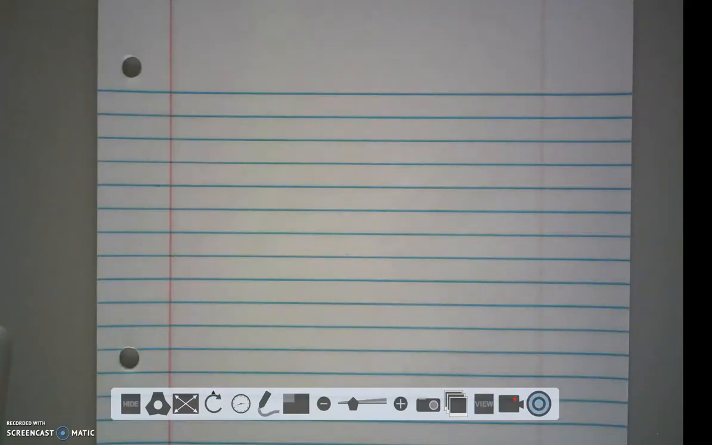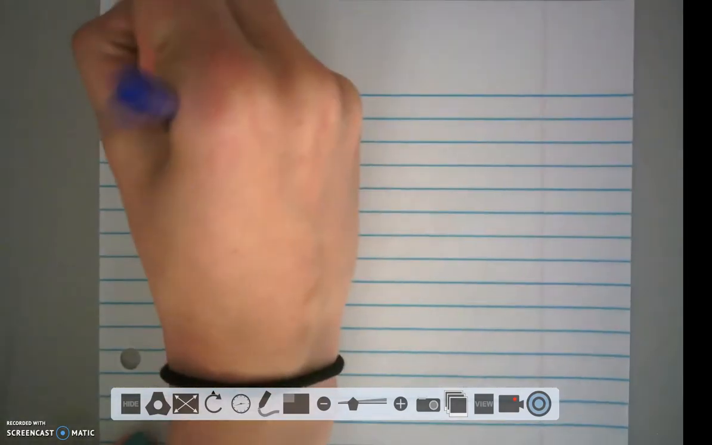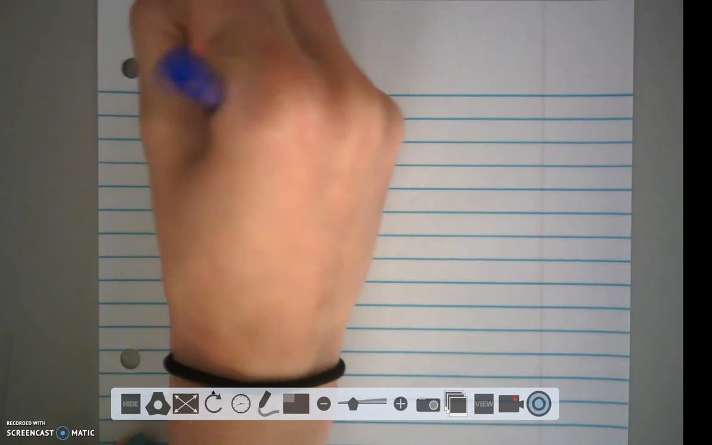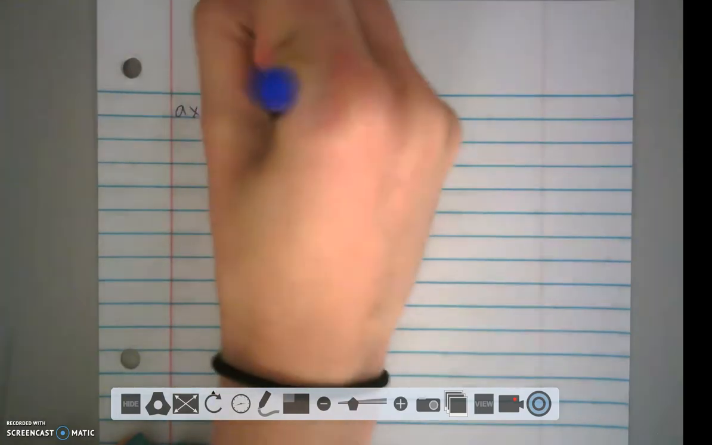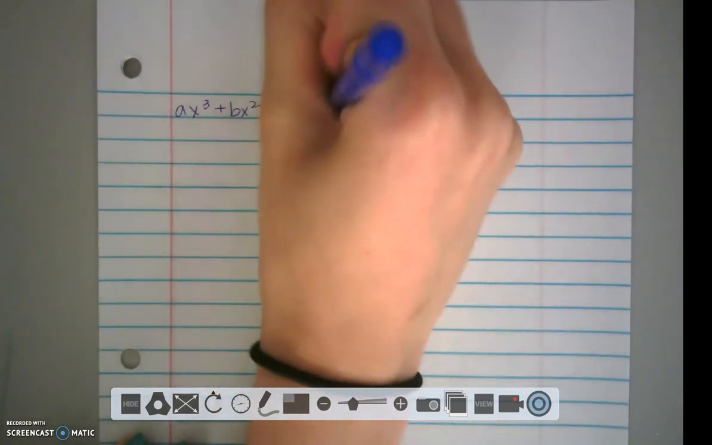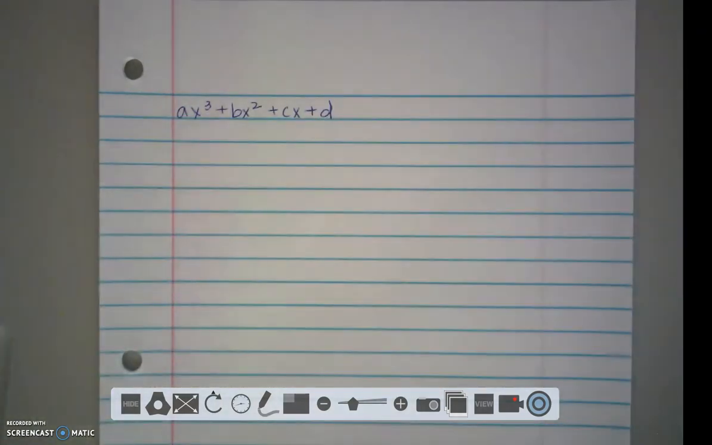Now, quadratics are not the only type of functions that we can factor. We can actually factor cubic functions. Cubic functions can have at most 4 terms. So how can we factor this cubic function?